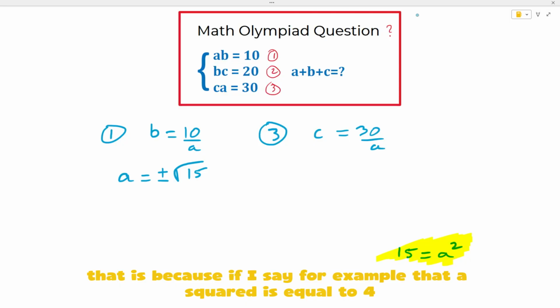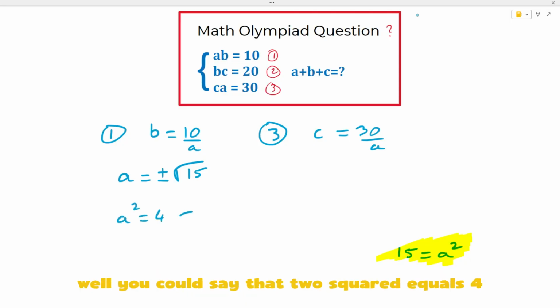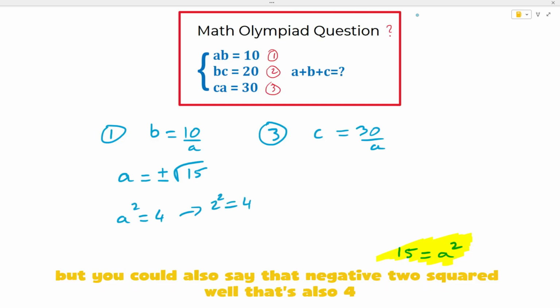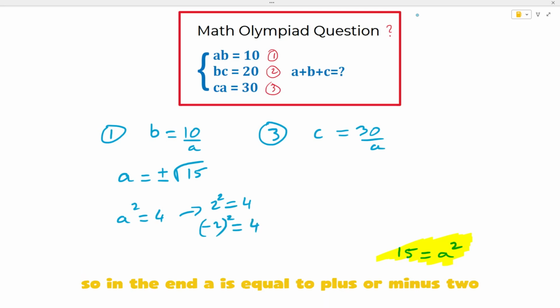That is because if I say, for example, that A squared is equal to 4, well, you could say that 2 squared equals 4, so that's correct. But you could also say that negative 2 squared is also 4. So in the end, A is equal to plus or minus 2. In this case, it's similar. We could have the positive square root of 15 or the negative square root of 15. We really need to consider both because nothing in the question tells you that you're not allowed negative values.